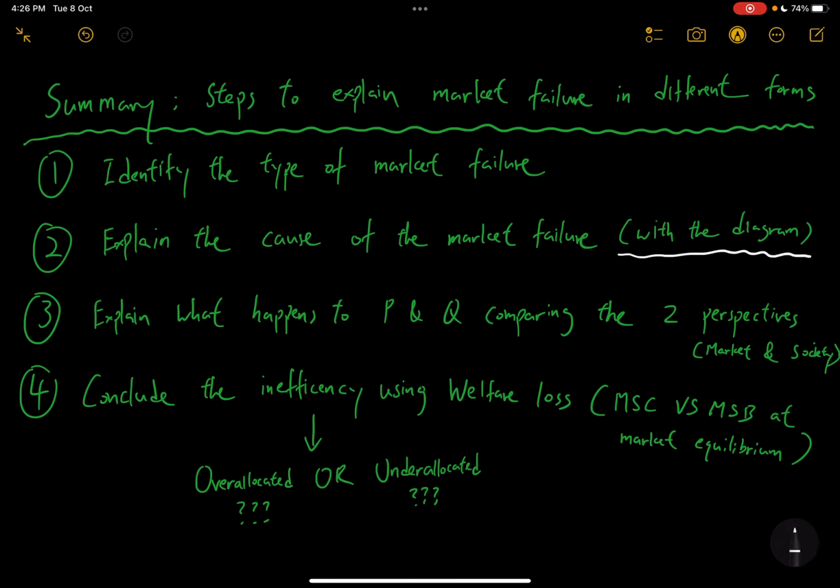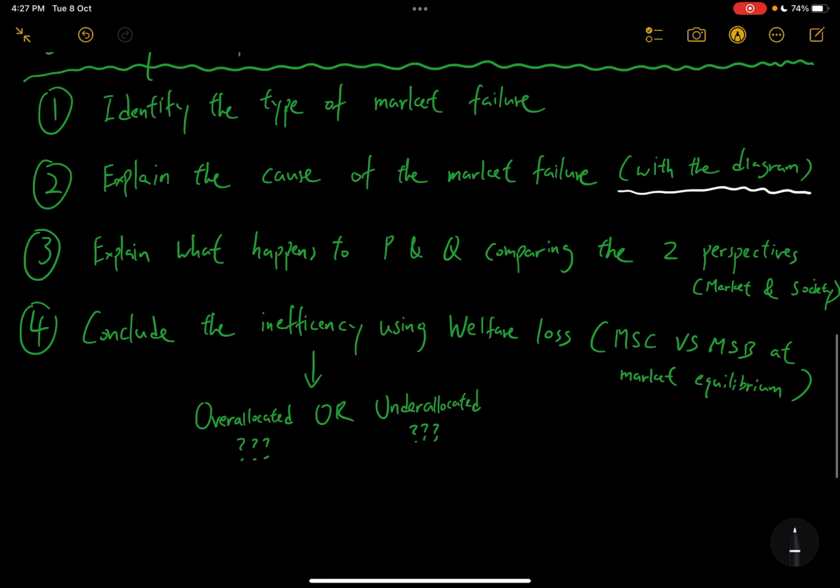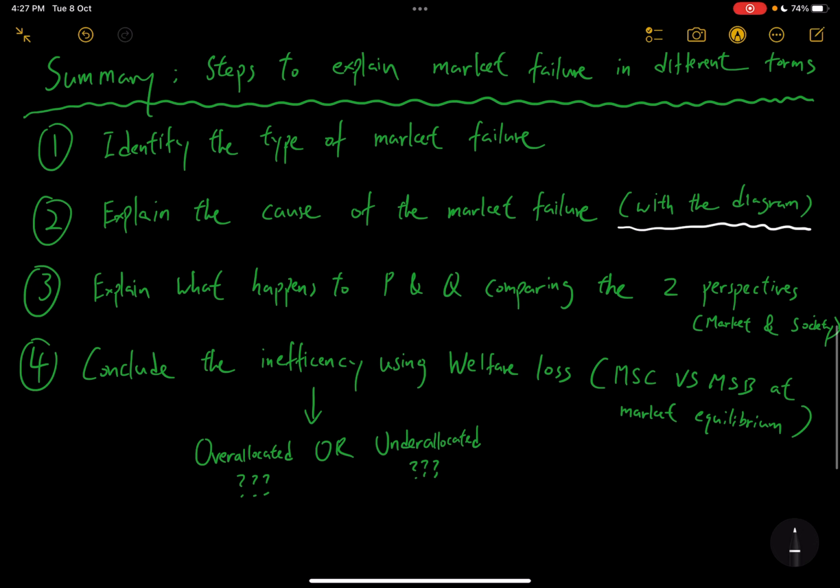Explain, MSC is bigger than MPC. Why? Because people only care about their own interest. Because people are ignorant. They just want to earn as much profit as possible, and they neglect the damage to the environment when they are making goods.